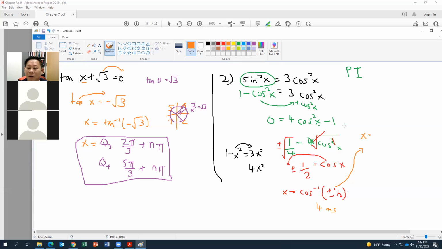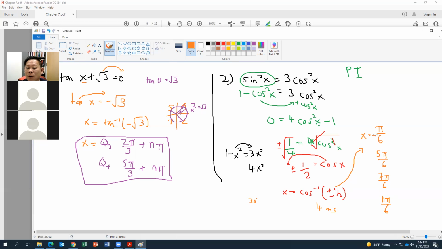Is it 30? Yeah, this is it. Cosine of 30 degrees is 1/2, and 30 degrees in radians, again I want everything in radians, is pi over 6. So in this case your answer will be pi over 6. That is quadrant 1. The next, quadrant 2, will be 5 pi over 6. Quadrant 3 is 7 pi over 6. And quadrant 4 will be 11 pi over 6. So you will get 4 answers because of the plus minus.